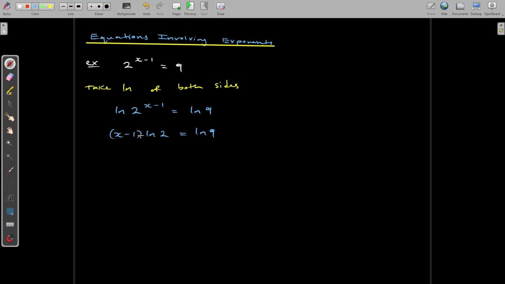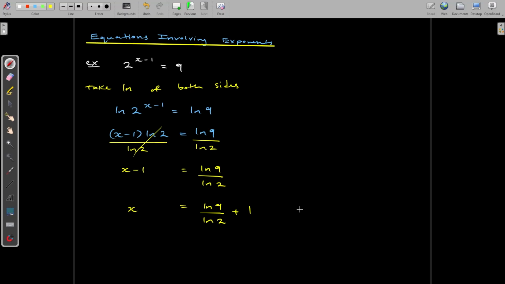So remember, we're still solving for x. So we need to get rid of this ln 2, and we can do so by dividing ln 2 on both sides. So now it becomes x minus 1 is equal to ln 9 over ln 2. So to get rid of this negative 1, we bring it across. So x is equal to ln 9 over ln 2 plus 1.